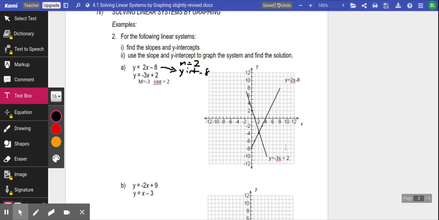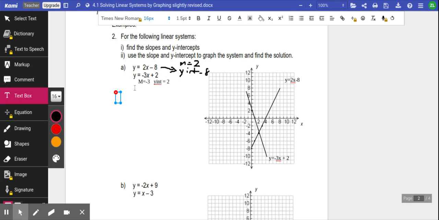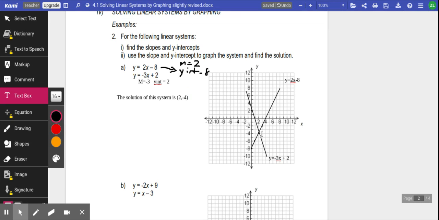At this point, I have both of them. The point in which they intersect is that point of intersection or the solution. In this case, if I went over 2 and down to negative 4, that's where that point is. So the x-coordinate would be 2, and the y-coordinate being minus 4. Therefore, the solution of this system is 2 and negative 4, which again is that point of intersection where both those lines touch.